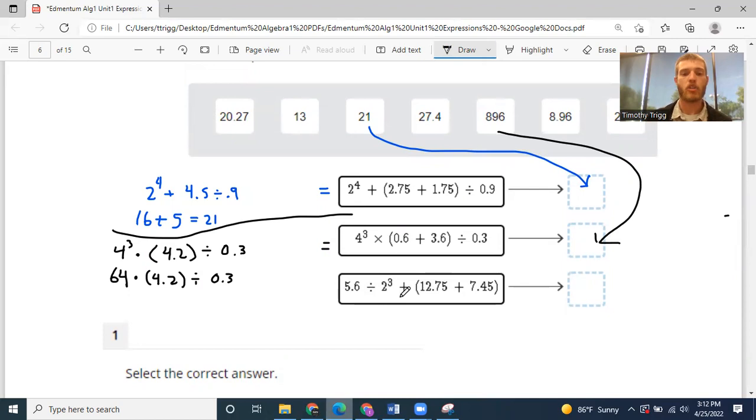Okay, I'm going to let you try the last one on your own. Again, do the parentheses first, then do the exponent, then do the division, and then add together.